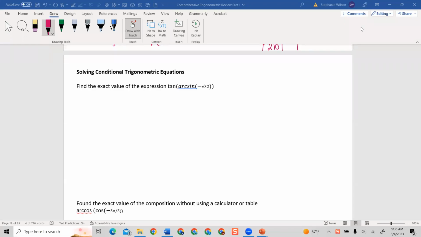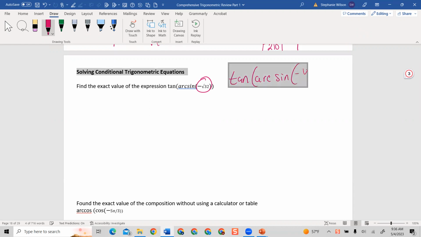Solving conditional trigonometric equations. We're going to find the exact value of the expression tangent of arc sine of negative square root of 3 halves. This has a notation error, so I'm just going to rewrite it. Tangent of arc sine of negative square root of 3 halves. Sorry about that, my computer's acting silly.